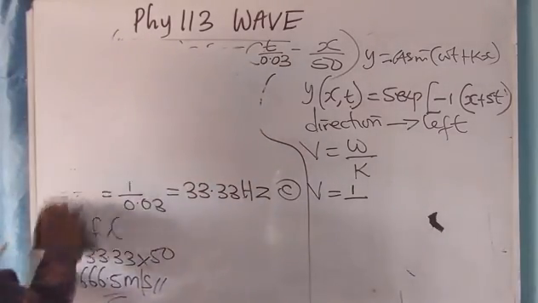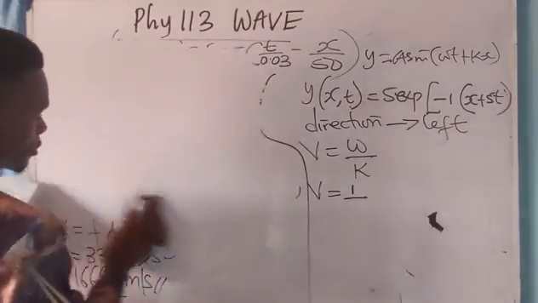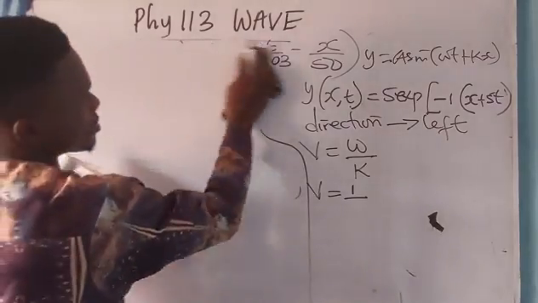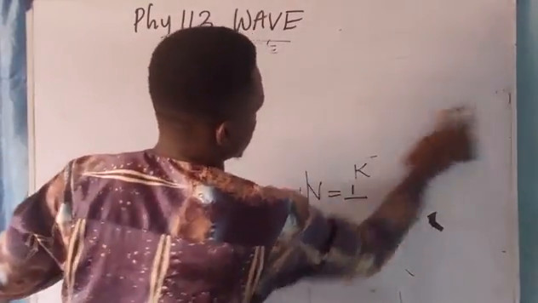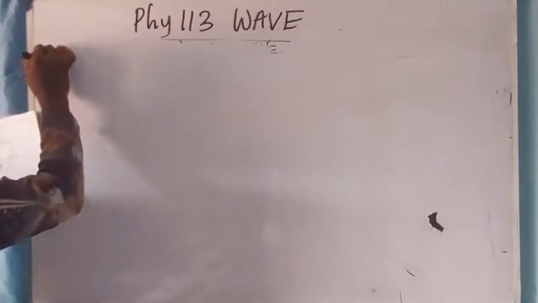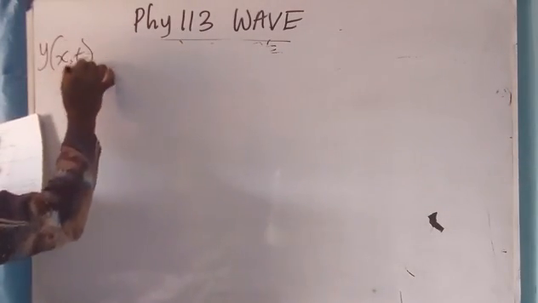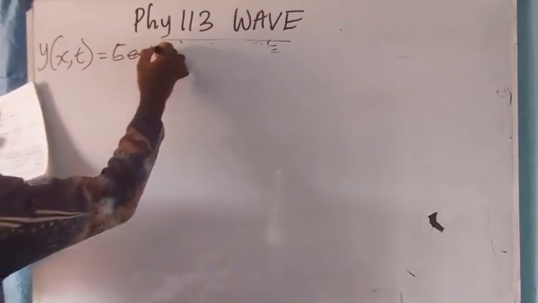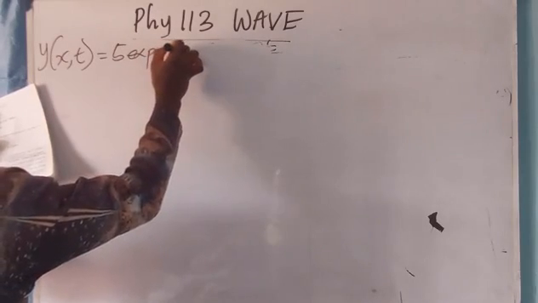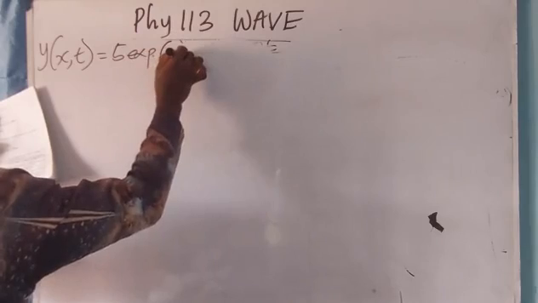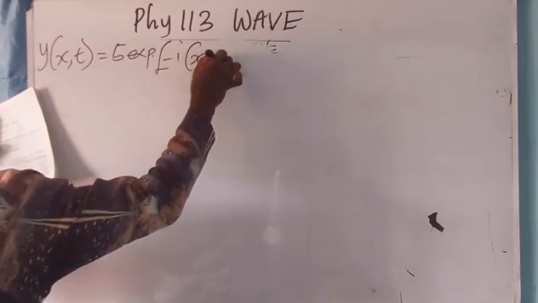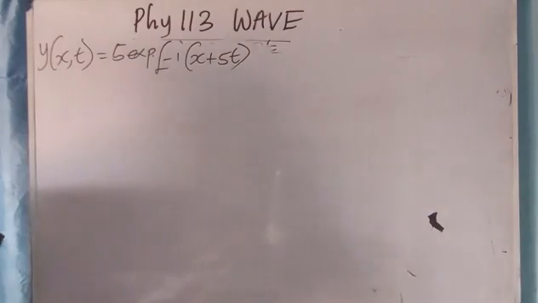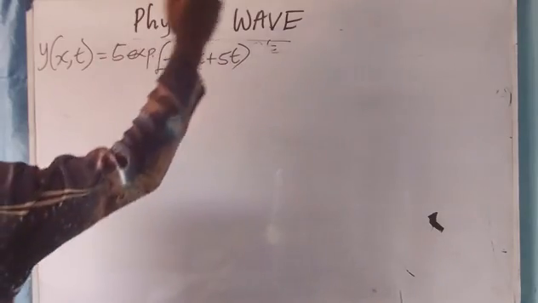So we have established the fact that the wave is traveling towards the left. Do not forget that. So let me bring it out again. I have y(x,t) equals 5 exponent minus 1x plus 5t. And the direction is definitely left, since positive is towards the right.